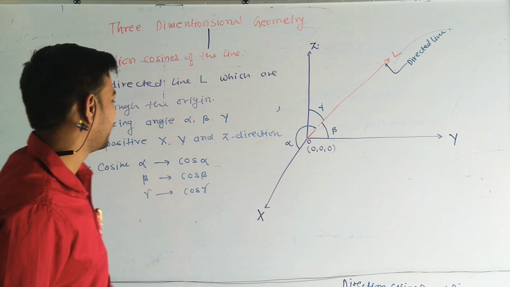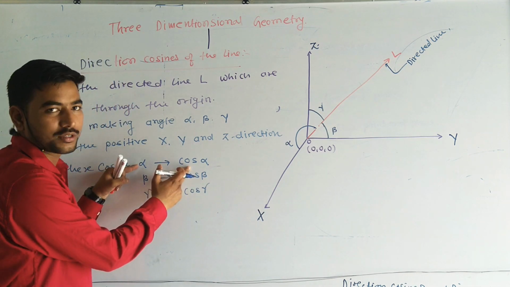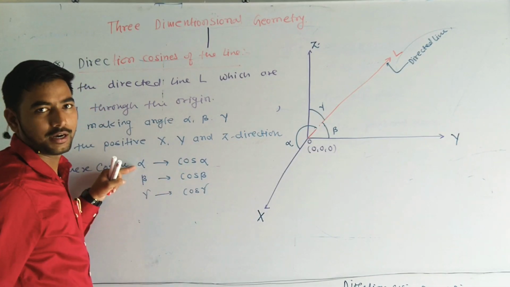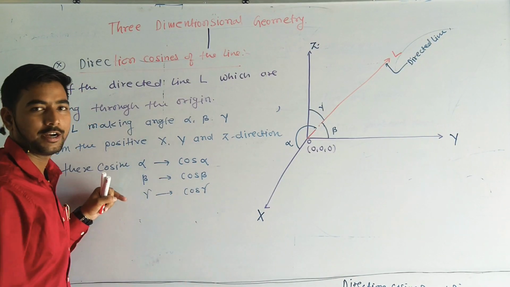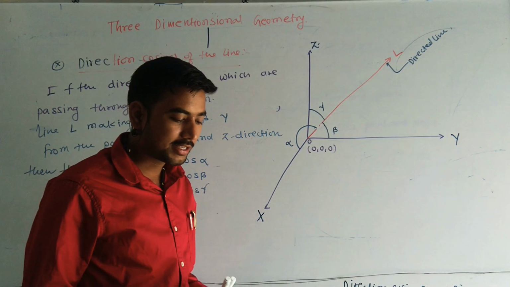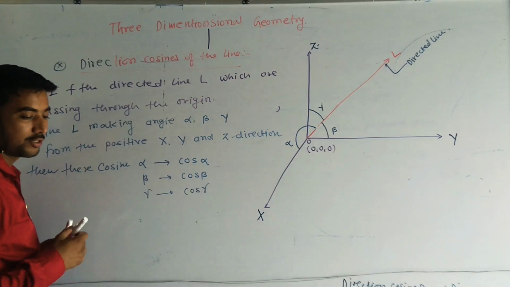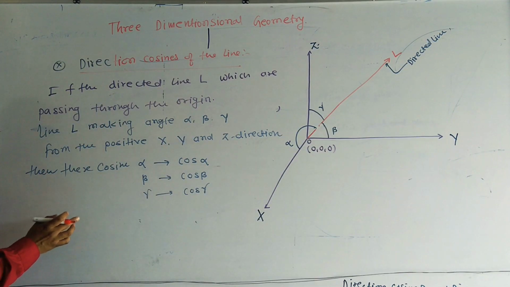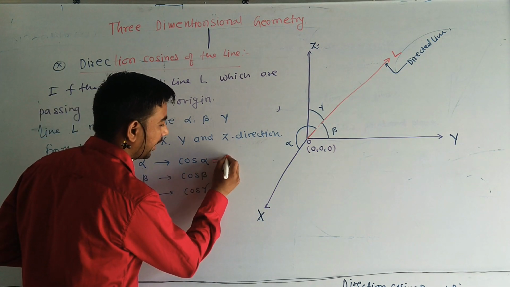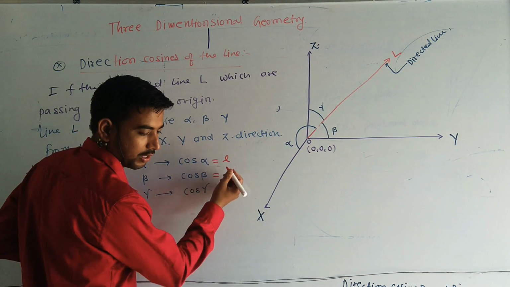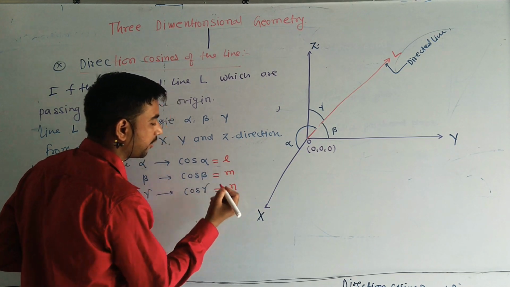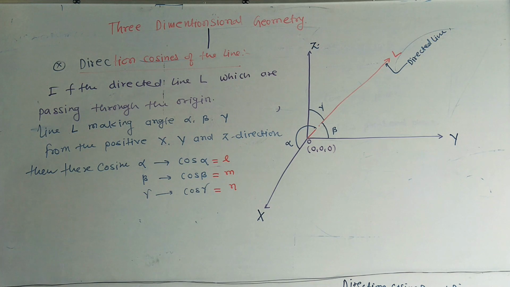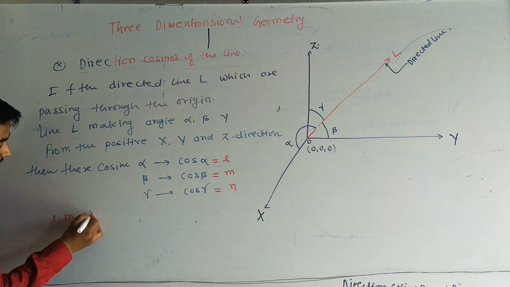So here, look here. Alpha equal to what? Cos alpha. Then cos alpha is called direction of the line. Beta, it is cos beta, and gamma, it becomes cos gamma. Actually, directions of line is usually represented as cos alpha equal to L, cos beta equal to small m, and cos gamma is represented with n. So always remember L, M and N.